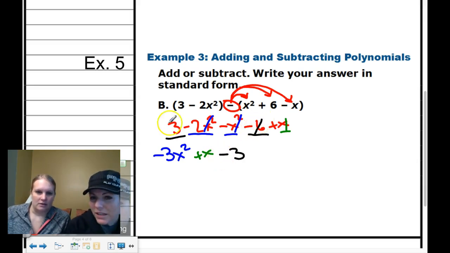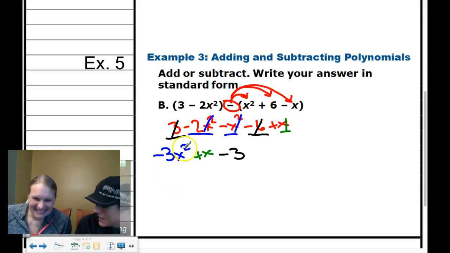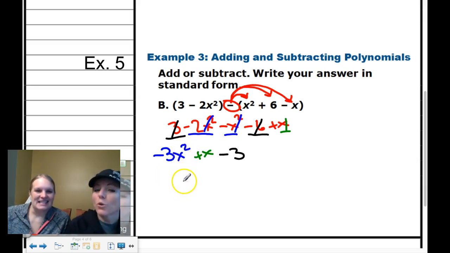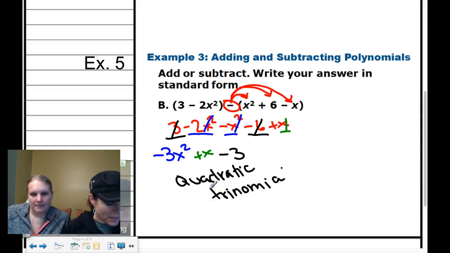And for the fun of it, let's name it. The degree is squared, so it is quadratic. And then how many terms do we have? There are 3, so it's a trinomial. And that's it. Exactly. Nice job.